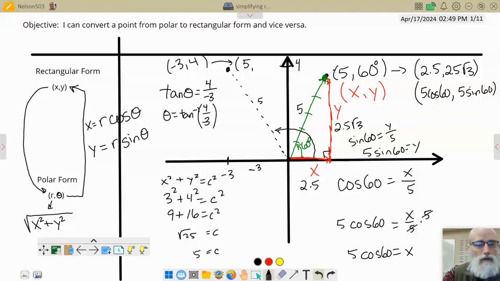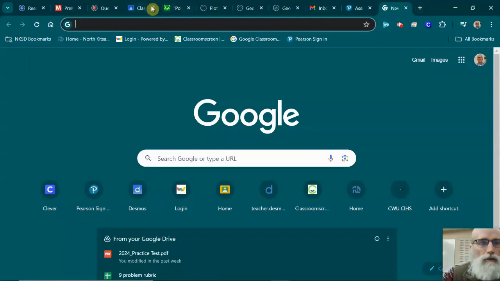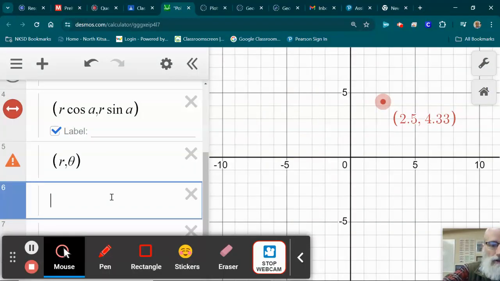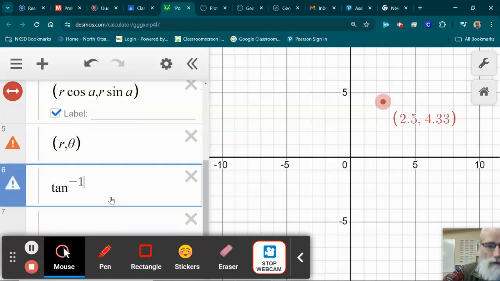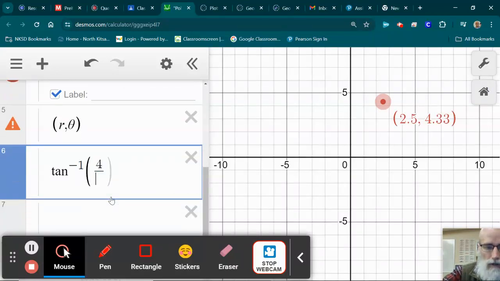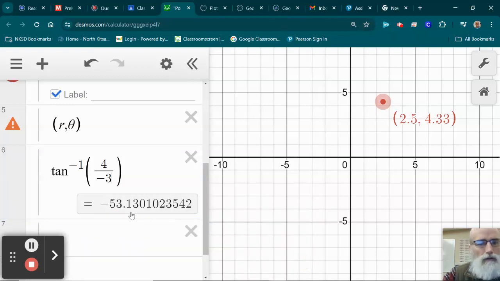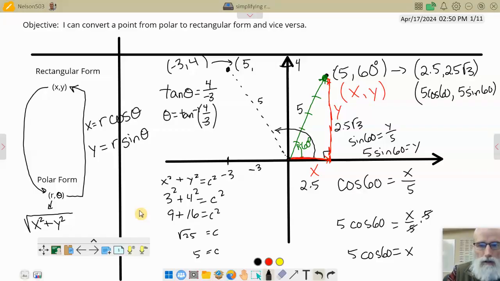So let's go over to Desmos and let's see what that looks like when I go inverse tangent of 4 over -3. All right, so I'm getting my Desmos open. I've got one right here. And I go tangent inverse of 4 divided by -3. And that gives me -53.13 degrees. That's kind of weird. Like when I look over here, -53 degrees is down there, right? So what I'm getting is this angle going this way is -53 degrees. I'm going to just round it to the whole number.